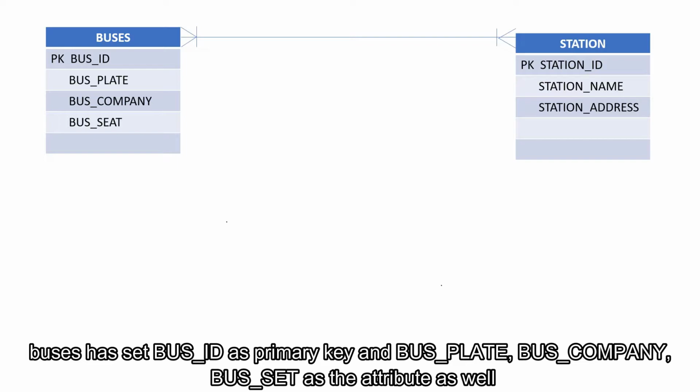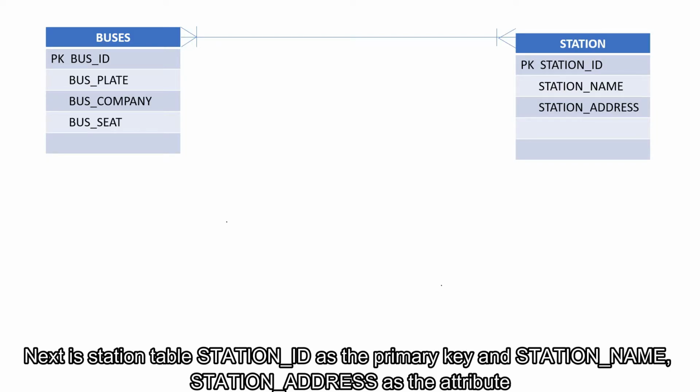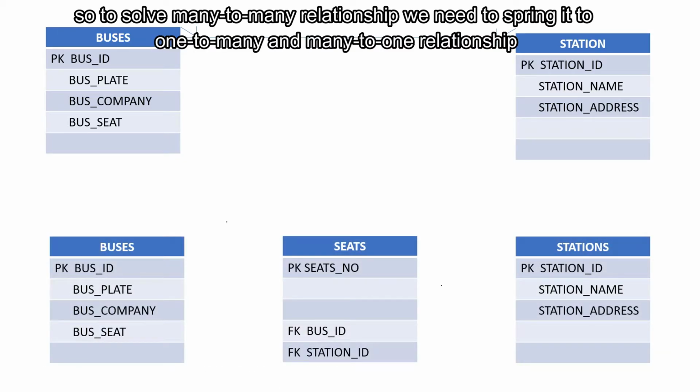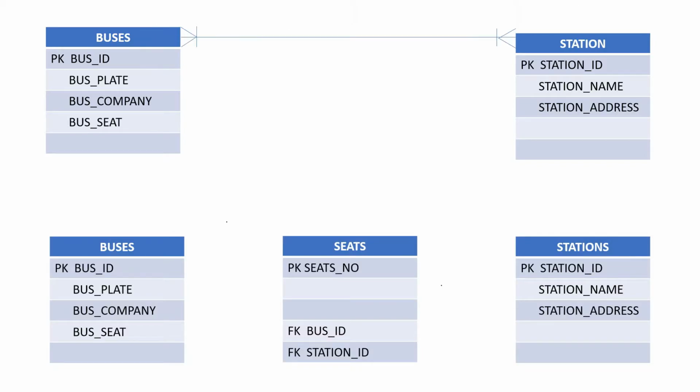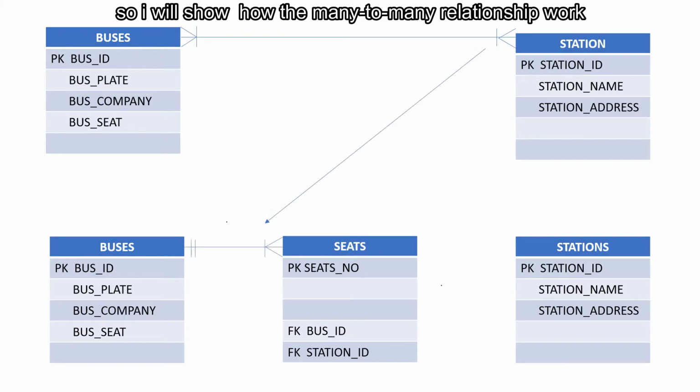For buses, I set bus ID as the primary key, and bus plate, bus company, and bus seat as the attributes as well. Next is station. Station ID is the primary key, and station name and station address are the attributes. To solve this many-to-many relationship, we need to split it into one-to-many and many-to-one relationships. So now I will explain how the many-to-many relationship works.